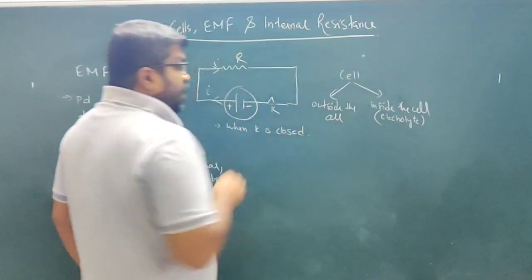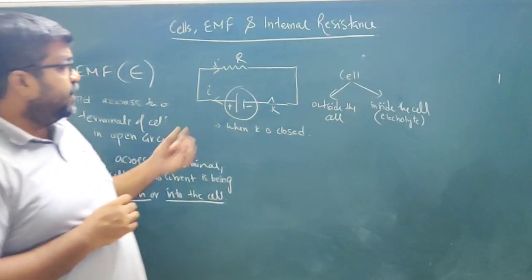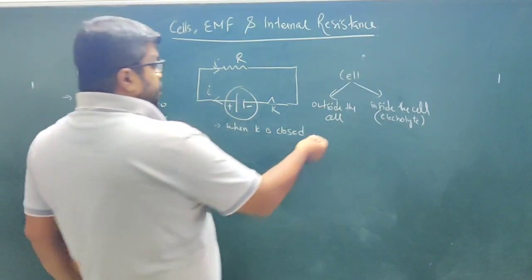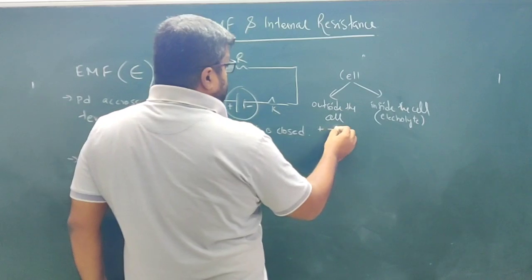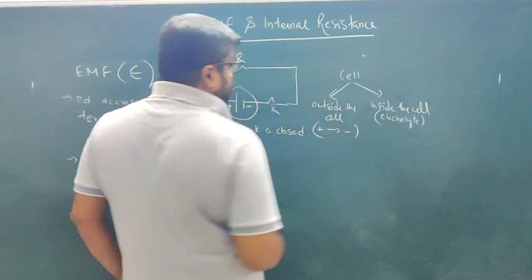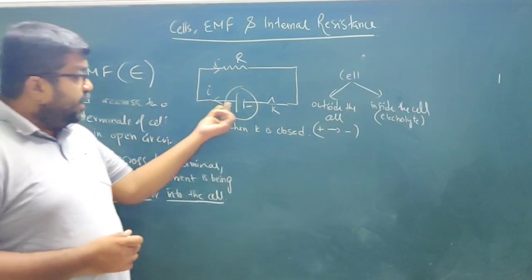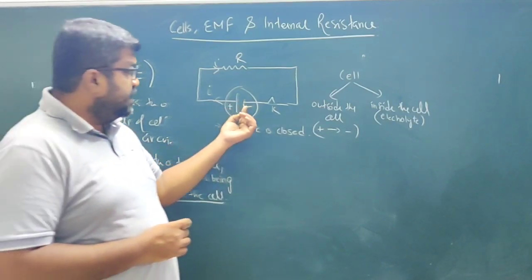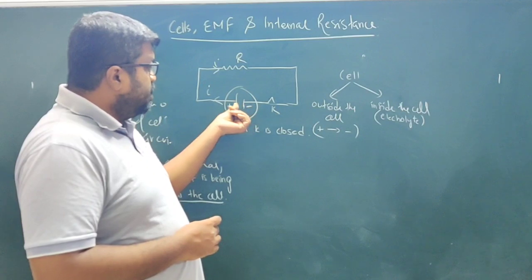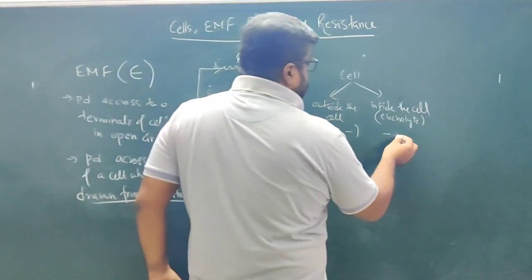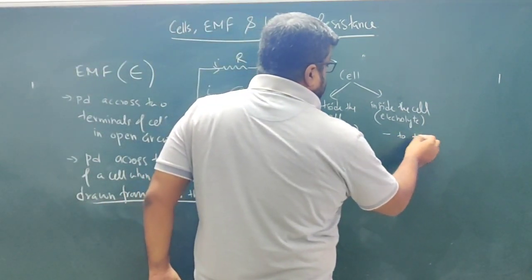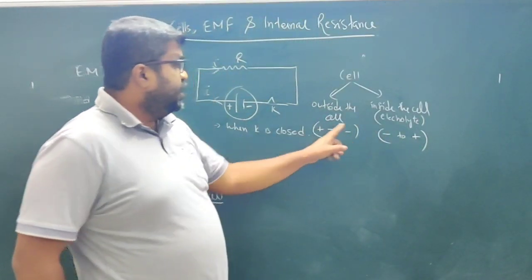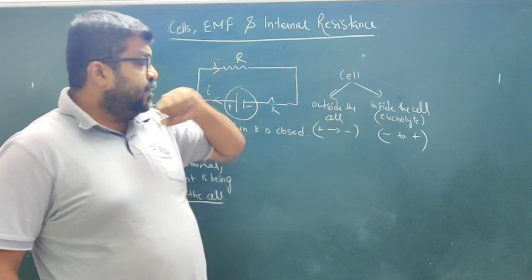Now outside the cell, what is the direction of flow of current? It is flowing from high potential to low potential. This is the direction of flow of current. But inside the cell, what is the direction in which the current is flowing? Inside the cell, current is flowing from low potential to high potential. This is quite interesting. Outside the cell, current is flowing from high potential to low potential.